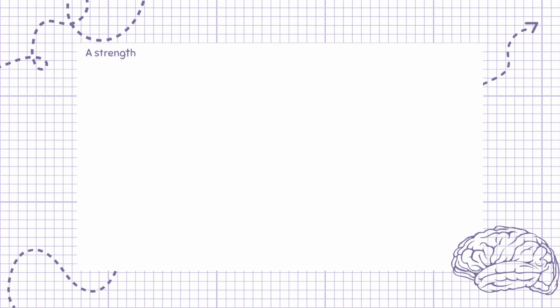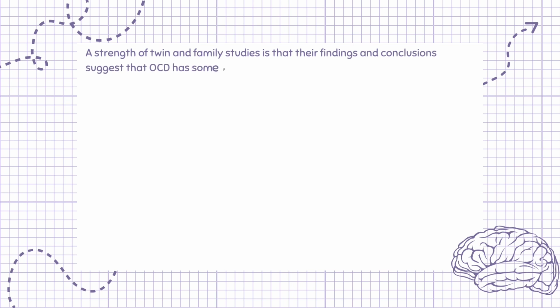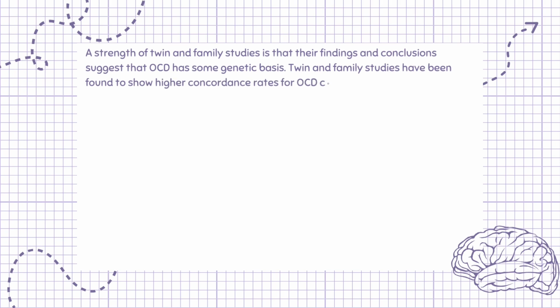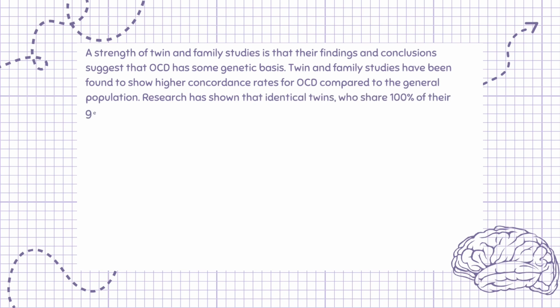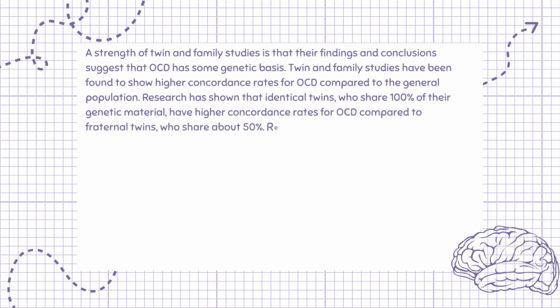A strength of twin and family studies is that their findings and conclusions suggest that OCD has some genetic basis. Twin and family studies have been found to show higher concordance rates for OCD compared to the general population. Research has shown that identical twins, who share 100% of their genetic material, have higher concordance rates for OCD compared to fraternal twins, who share about 50%.